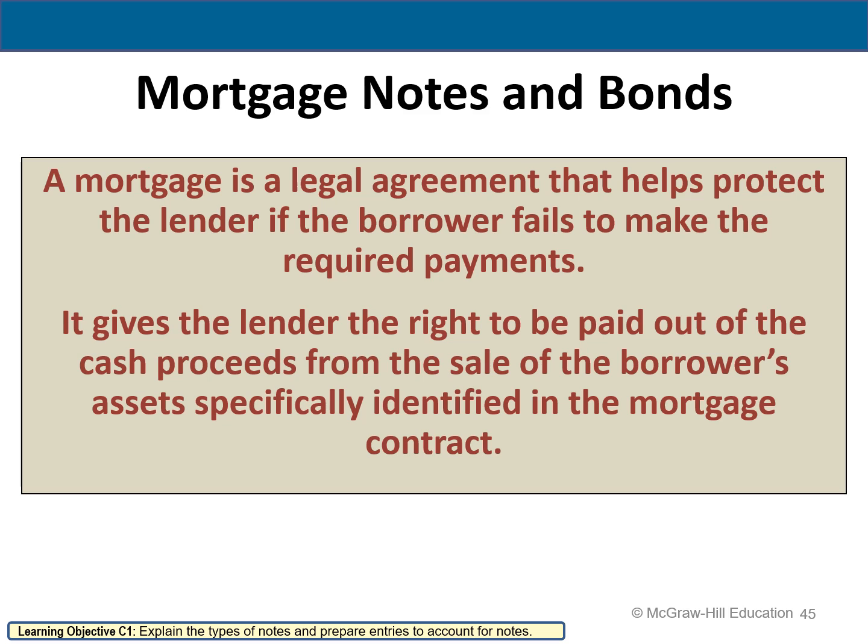All right, so a mortgage is a legal agreement that helps protect a lender if a borrower fails to make payments, right? So if you own your home, you probably have a mortgage. Basically it gives the lender the right to be paid out of the cash proceeds from the sale of the borrower's assets specifically identified in the mortgage contract. So if you don't pay the mortgage, they're probably going to take your house, okay?